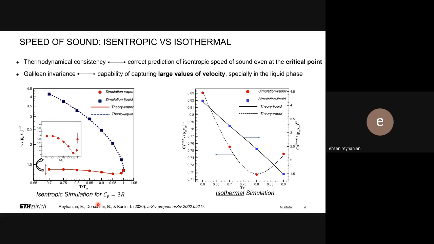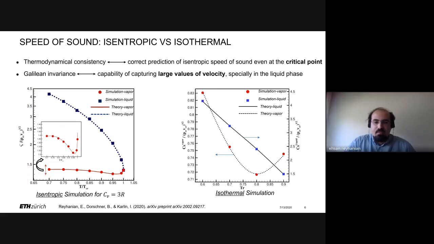Now, what distinguishes our model from conventional lattice Boltzmann schemes is that the isentropic speed of sound for a non-ideal fluid can be correctly captured even at the critical point. And thanks to the exact equilibrium, we are able to handle large values of velocities, particularly in the liquid phase, which we can see here on the vertical axis.